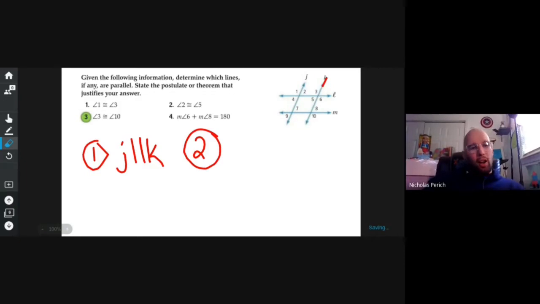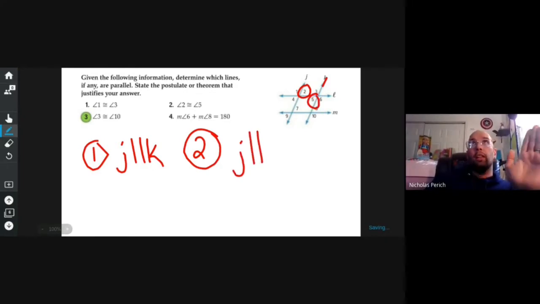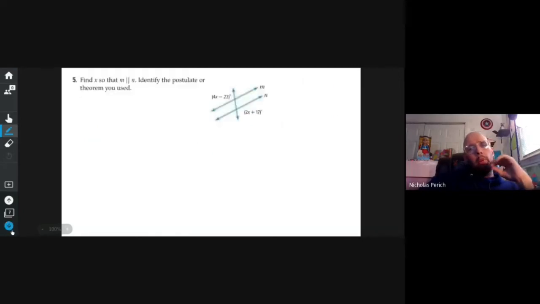2 is congruent to 5. If 2 is congruent to 5, we have alternate exterior angles. And so the alternate exterior angles converse would show that J is parallel to K. So without having to do 3 and 4, this is mostly just saying, oh, look, those are alternate interior angles, or those are corresponding, or alternate exterior angles, and that's good. We could do these, but again, time is money. We won't worry about these.